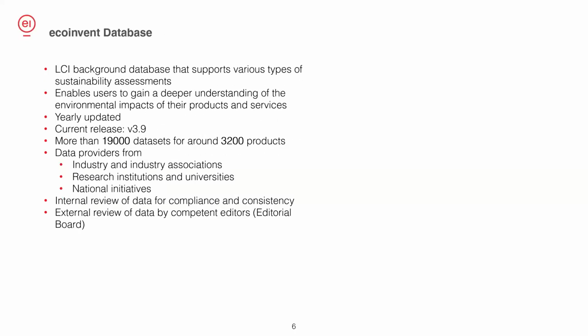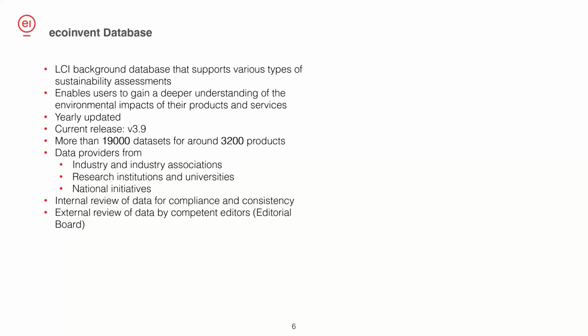The ecoinvent database is a lifecycle inventory background database that supports various types of sustainability assessments. In essence, the database allows the users to calculate the environmental impacts of their products and services. The database is annually updated, and last week we had the latest release of version 3.9. The current release has more than 19,000 datasets and around 3,200 products.